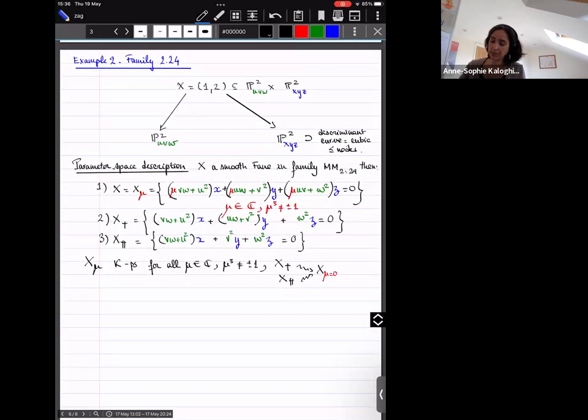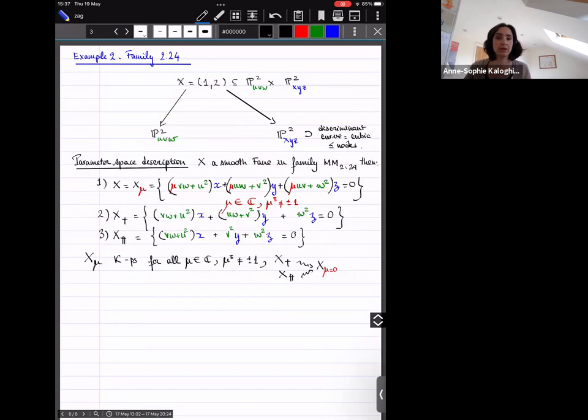Okay, so let me now discuss another example, the second example with one dimension, which is the example of family 224. So here, family 224, the classification tells us, has two extremal rays, which are on the one hand a P1 bundle over P2, and on the other a conic bundle with discriminant curve, which is a cubic with at worst nodes. Now, from this description of the extremal rays of X, we get a parameter space description. And we can show that X is a smooth Fano in this family.